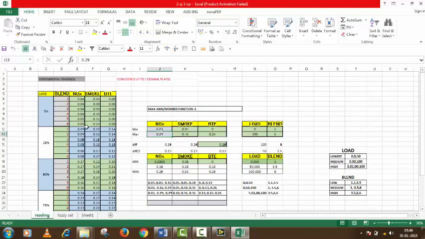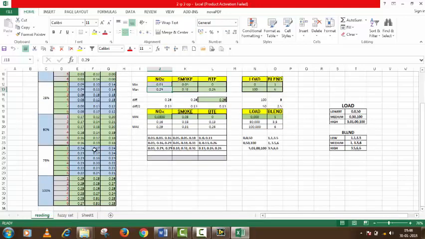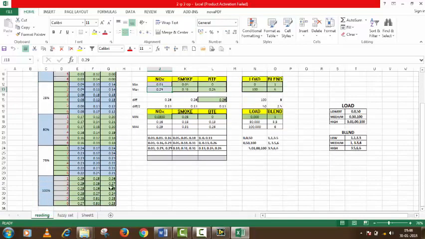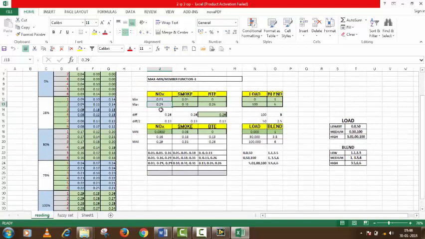Coming to smoke, the minimum value is 0.05 and the maximum value is 0.31. Coming to brake thermal efficiency, the minimum value is 0 and the maximum value is 0.26. Similarly, for the input parameters, load has minimum 0 and maximum 100, and blend has minimum 1 and maximum 6.